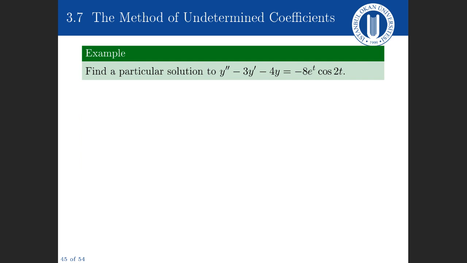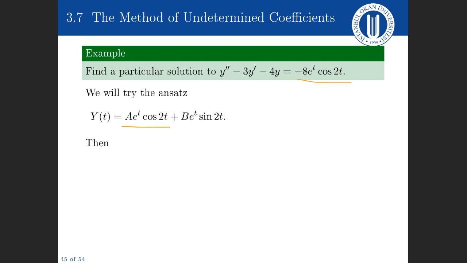Find a particular solution to y double prime minus 3y prime minus 4y is equal to minus 8 e to the power t cos 2t. Now we get a little bit more complicated. We need to make a guess. We need an ansatz. So what we do is we look at our function g of t. Minus 8 is a number, and then we have e to the power t cos 2t. We guess that our ansatz also has a number, and then e to the power t cos 2t.